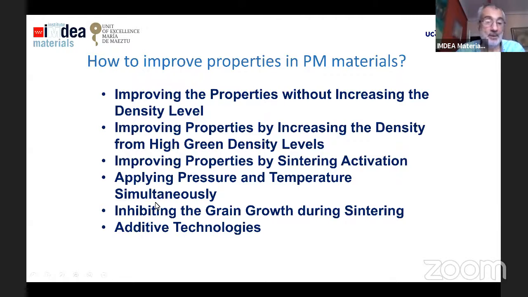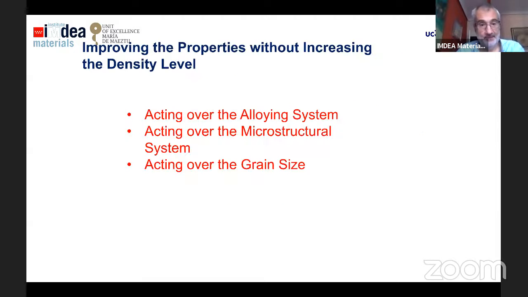And we can inhibit the grain growth during sintering. This is another way to improve the properties. And at the end, we will talk a little bit about the additive technologies. So let's go to the first thing, how we can increase the density level and improve the properties.